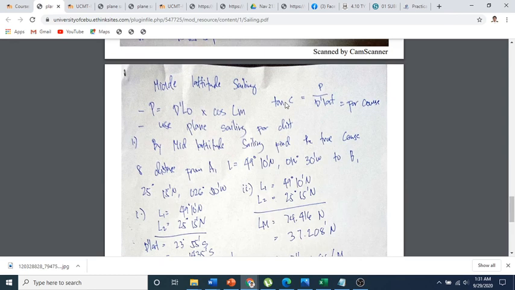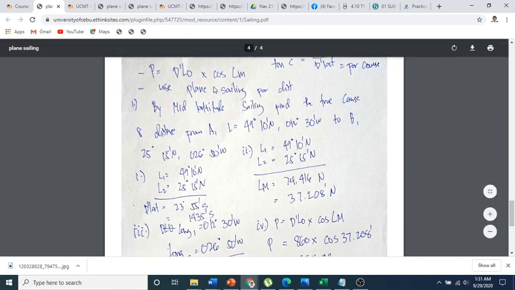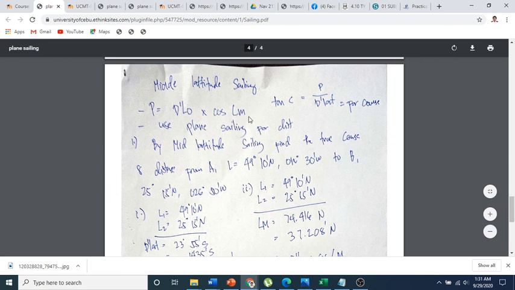Finally, we have the mid-latitude sailing. Mid-latitude sailing is also just the same as Mercator sailing, only different formulas, but it's up to the seaman which one to use, and it's just an alternative to Mercator sailing. The difference in the answer is almost negligible. So this is the formula for mid-latitude sailing. P equals d long times cos Lm. Lm is mean latitude, and this is for the course, tan course equals P over d lat.